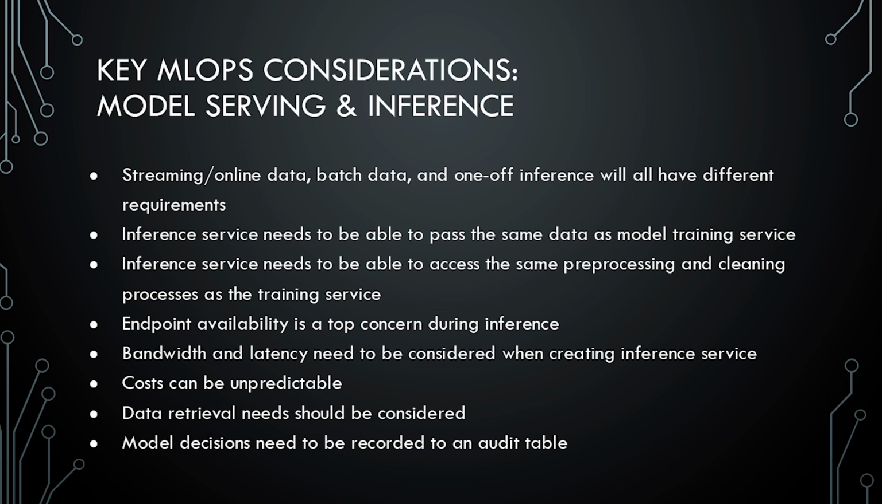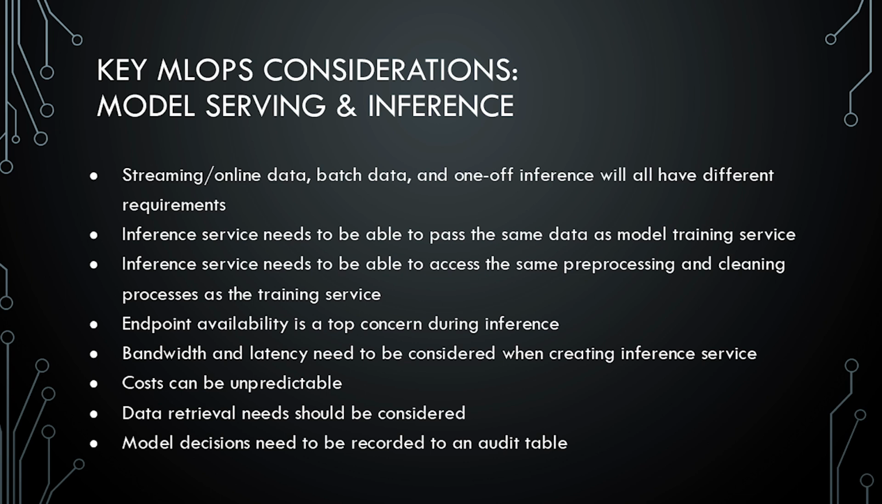Let's review these key considerations for our different kinds of inference. Streaming and batch and one-off inference are all going to have different architectural requirements, different compute requirements, and different costs. Your inference service needs to be able to use the same data processing techniques as the model training service. Without repeating your pre-processing on new data at inference time, your model is not going to be able to work with the incoming data. Your endpoint availability is going to be a top concern during inference.